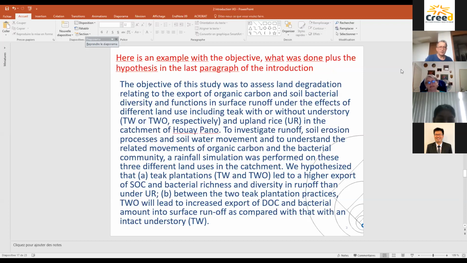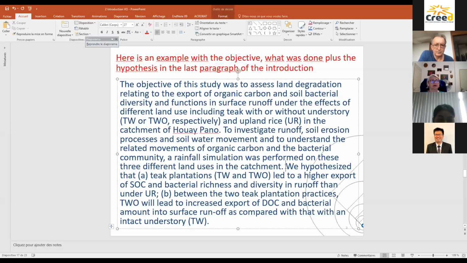So here is an example of what we did, the hypothesis, and this was in the last paragraph of an introduction. The objective of the study was to assess land degradation relating to the export of organic carbon and soil bacteria, and so on. We're coming back to teak. Again, it was some work done in Laos, up in the north of Laos, near Luang Prabang. We have an objective, we say how we did it, rain simulation here.